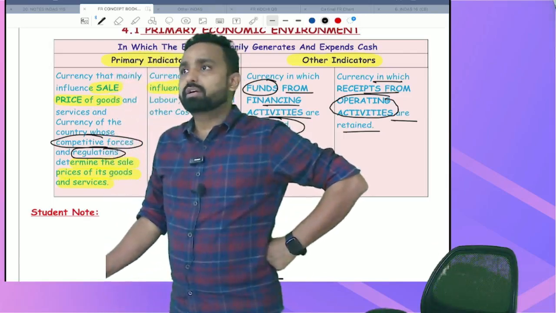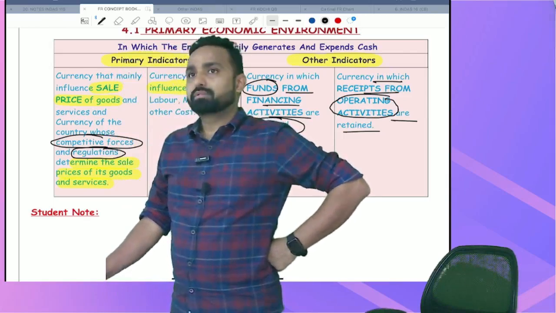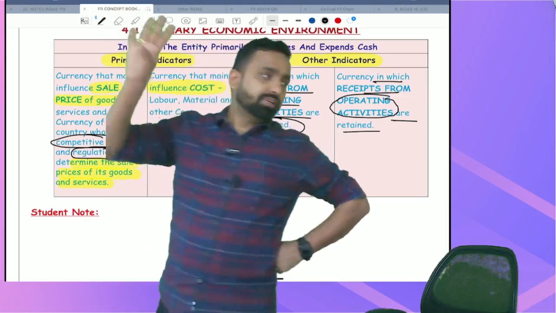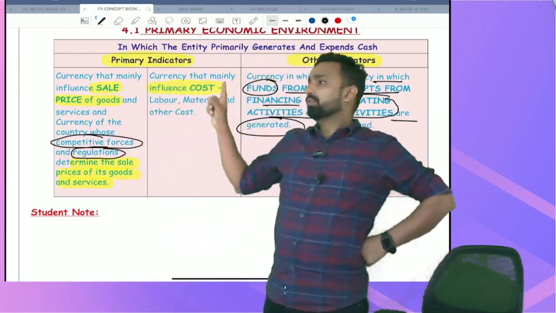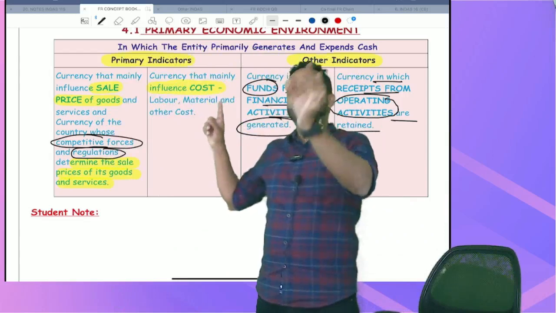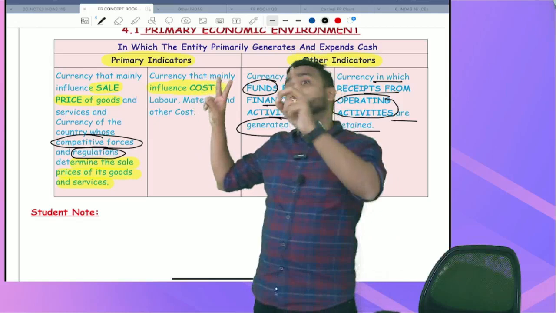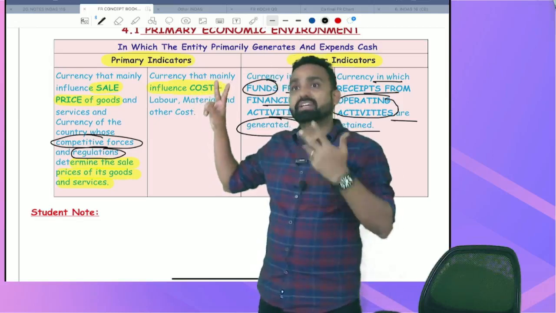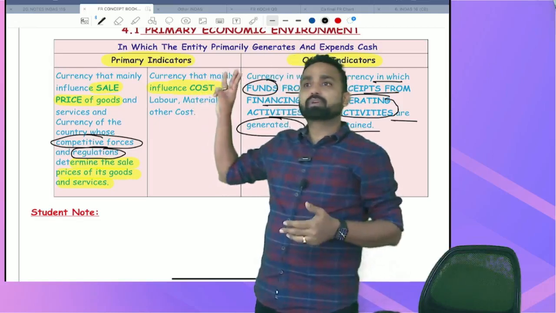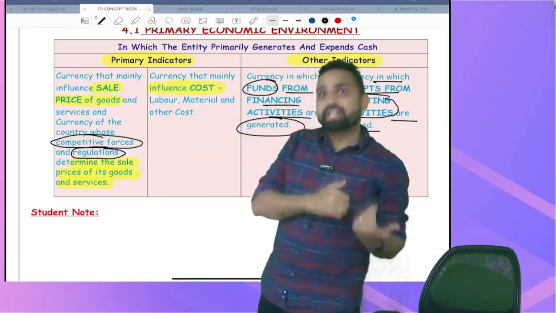Not understanding, yeah? Everyone? Fine? What are the four indicators? Tell me. First, the currency whose competitive forces or regulation affect the sale price. Second, the currency which influences the cost, major cost, material, labor and all. Third, borrowing: in which currency are funds from financing activities generated?